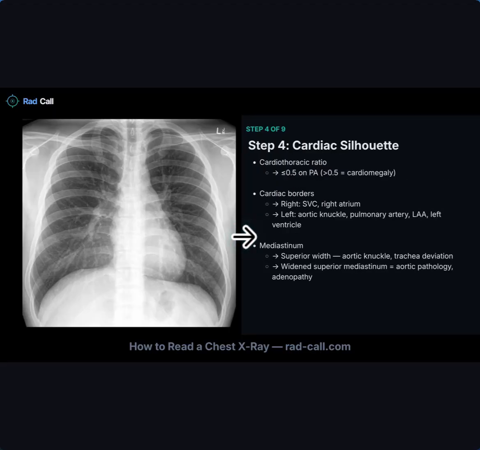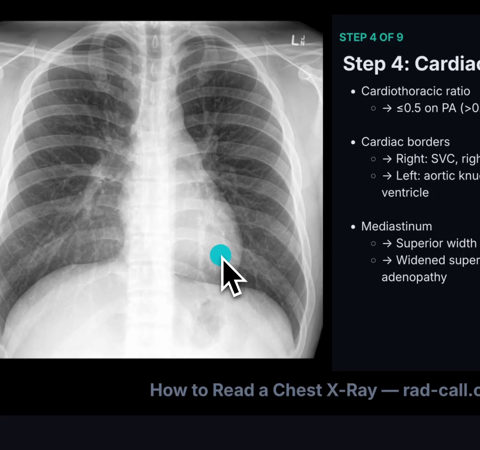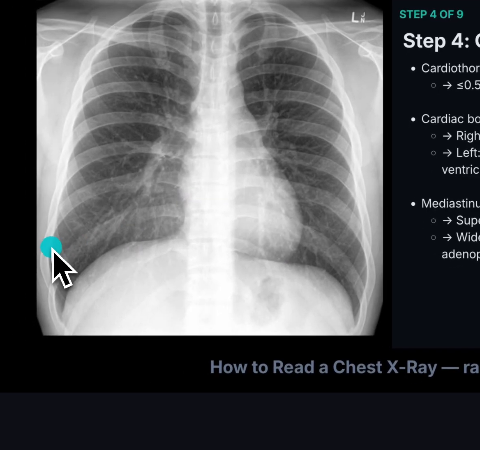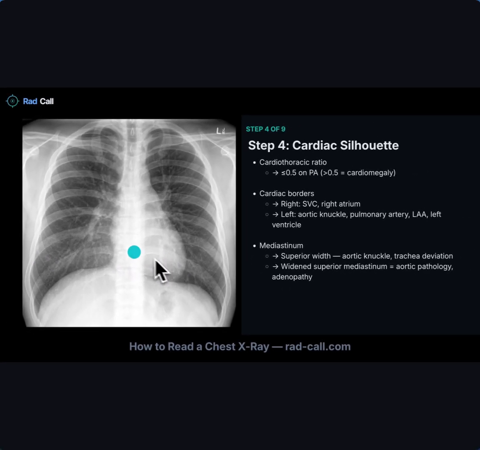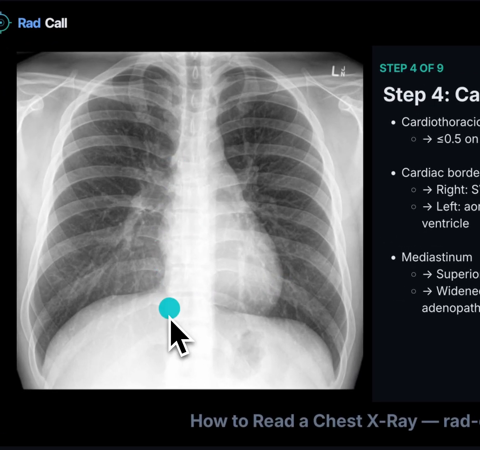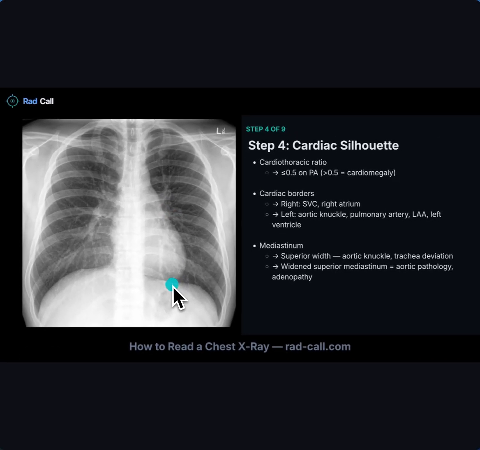Next, you'll look at the cardiac silhouette. So a typical cardiothoracic ratio is less than 0.5, meaning the distance of the heart to the entire thoracic cavity. Greater than 0.5 suggests cardiomegaly. You can look at the cardiac borders. So on the right side, you've got your SVC, your IVC, and your right atrium. On the left side, you have your aortic knuckle, your pulmonary artery, and your left atrium, as well as, of course, the left ventricle.